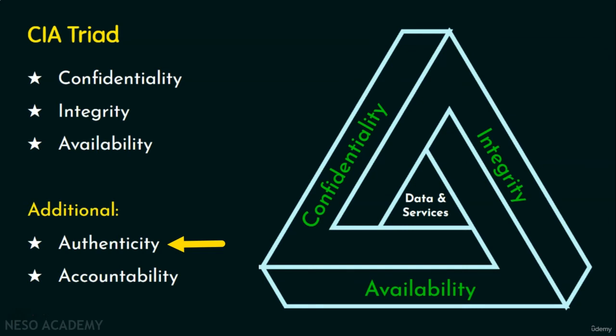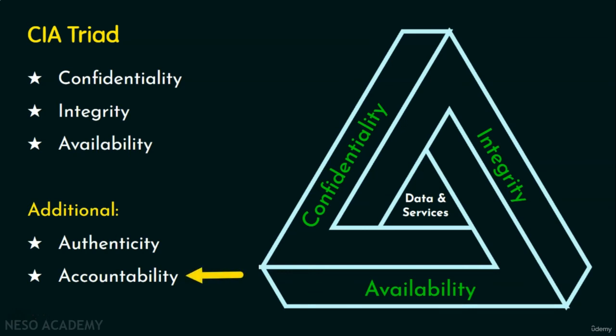In other words, let's say you are accessing google.com. Suppose you give a request from your browser as www.google.com and you are expecting that your request is going to the Google server and not any bogus server, right? When the request is received by the Google server, Google should be able to verify that it is from you. So this is what we call authentication or authenticity. And coming to the next additional element, which is accountability.